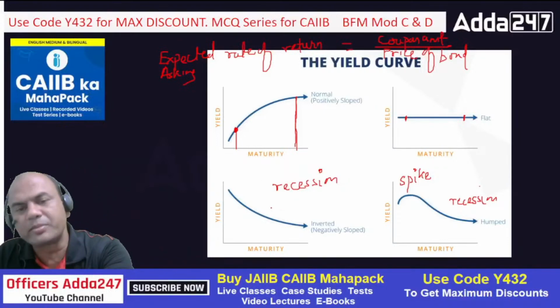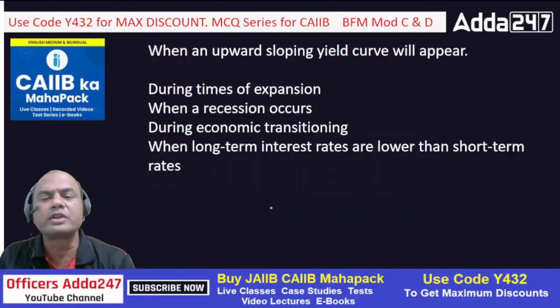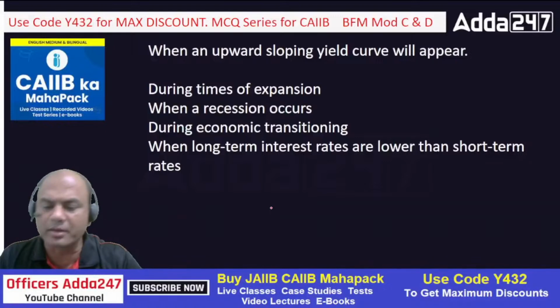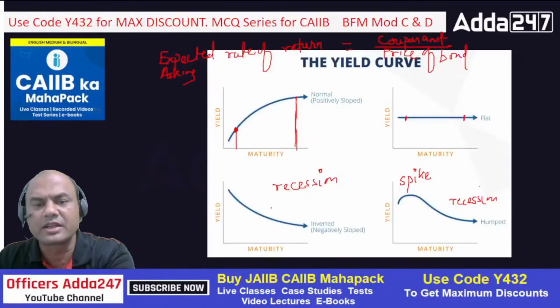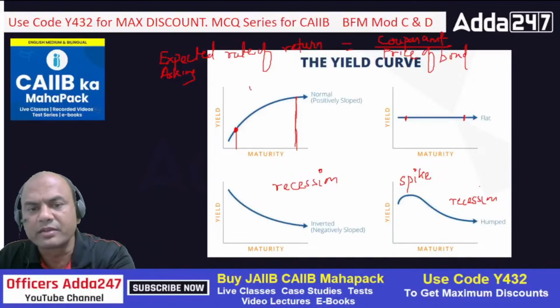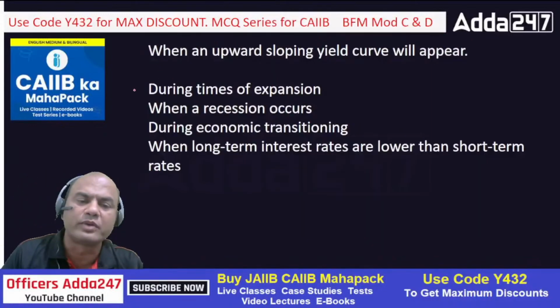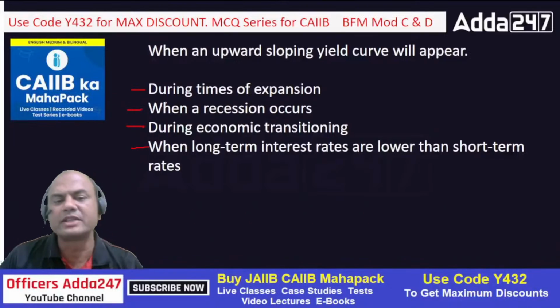Okay, so let me go to the questions now. When will an upward sloping curve appear? Upward means this one, the normal one, isn't it? This first one. When will this first one appear? Let's say this is A, this is B, this is C and this is D.